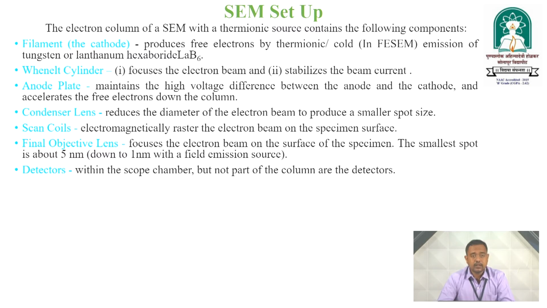Thereafter, we have the next stage, the scan coils. The scan coils electromagnetically raster the electron beam on the specimen surface. Raster means line by line scanning. We will see that illustrated in the video slide later. Finally, the objective lens focuses the electron beam on the surface of the specimen, and the smallest spot size is about 5 nanometers down to 1 nanometer with a field emission source.